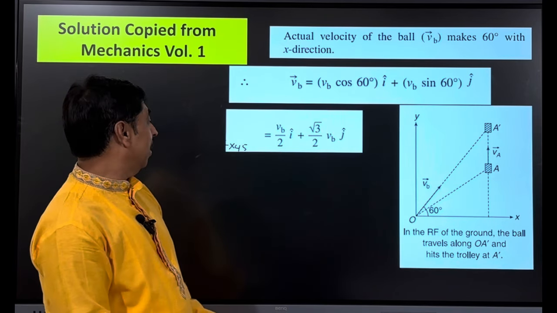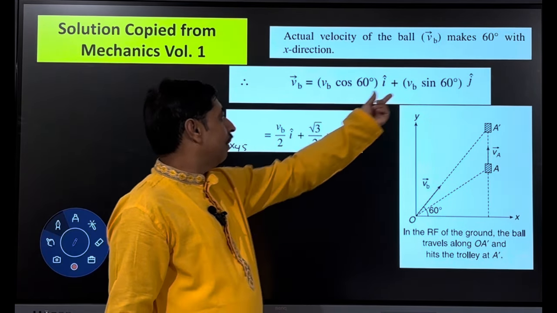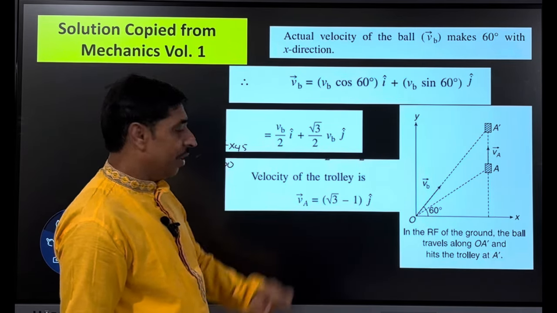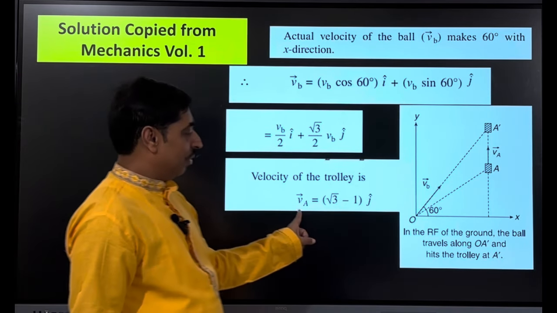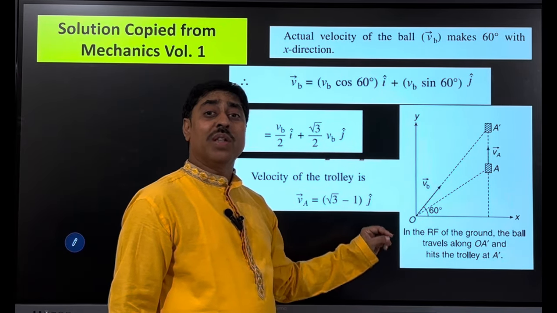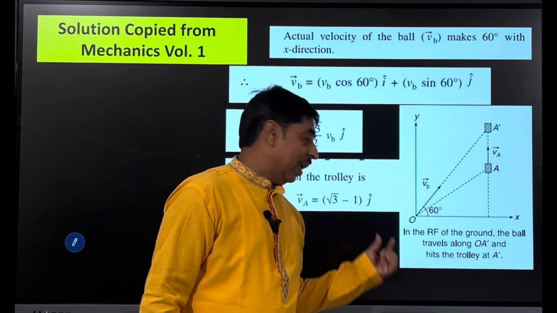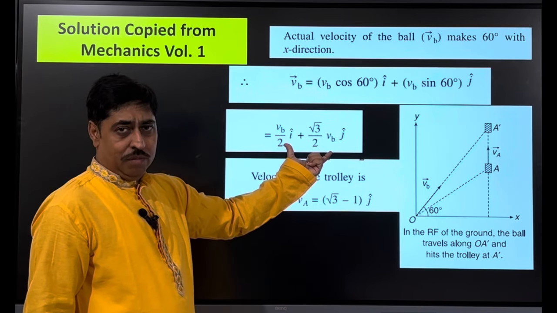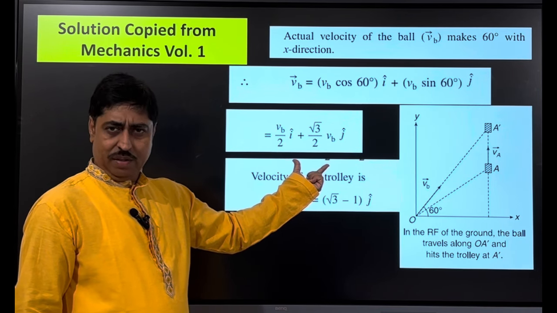What is the actual velocity of the trolley? Cos 60 is half and sin 60 is root 3 by 2. And then what is the actual velocity of the trolley? The actual velocity of the trolley is root 3 minus 1 j cap, because it is given in the question that the trolley is moving parallel to the y-axis with a speed of root 3 minus 1. So this is the true velocity of the ball, this is the true velocity of the trolley, and the speed of the ball is Vb.